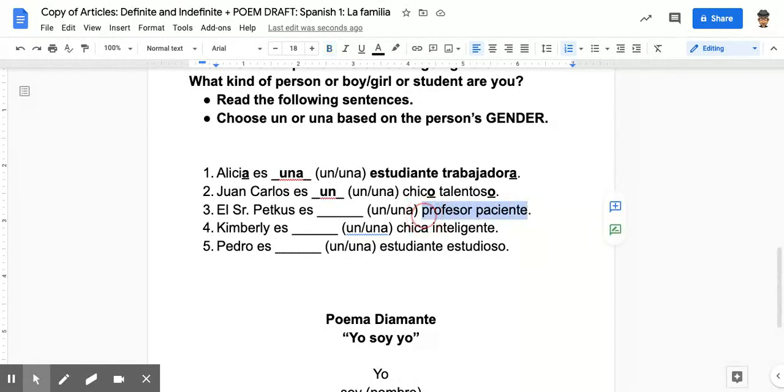Now, paciente doesn't have gender, but we remember our Dora the Explorer rule. Profesor does, so we know that that is masculine. So we're going to choose the masculine indefinite article. What kind of teacher is he? He's a patient one. Es un profesor paciente. Kimberly es una chica. All right, we can see by that she is a girl. What kind of girl? Es una chica inteligente.